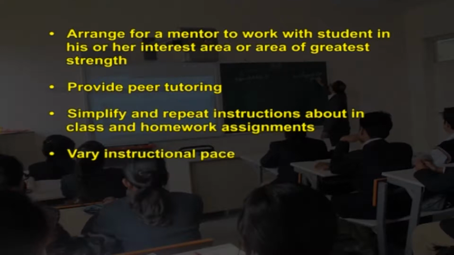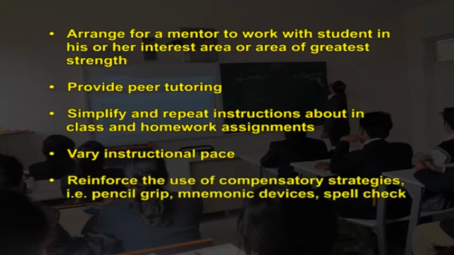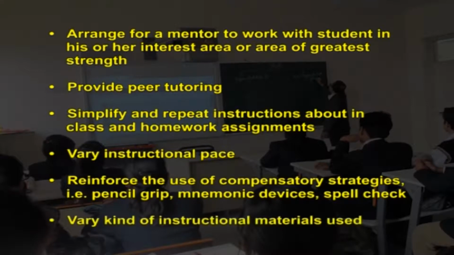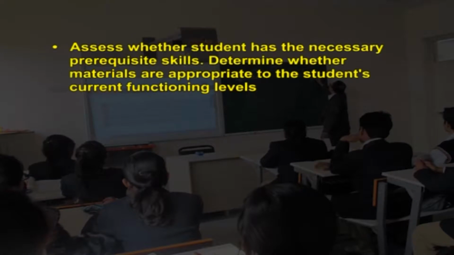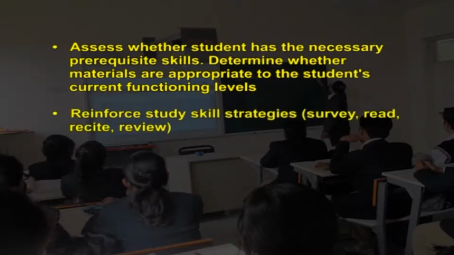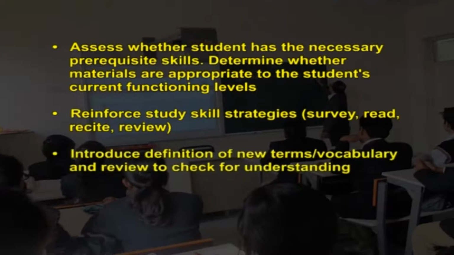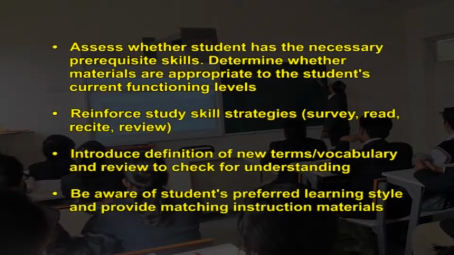Vary instructional pace. Reinforce the use of compensatory strategies, that is pencil grip, mnemonic devices and spell check. Use different kinds of instructional materials. Assess whether student has the necessary prerequisite skills. Determine whether materials are appropriate to the student's current functioning level. Reinforce study skill strategies, that is survey, read, recite and review. Introduce definition of new terms or vocabulary and review to check for understanding. Be aware of students' preferred learning style and provide matching instruction materials.